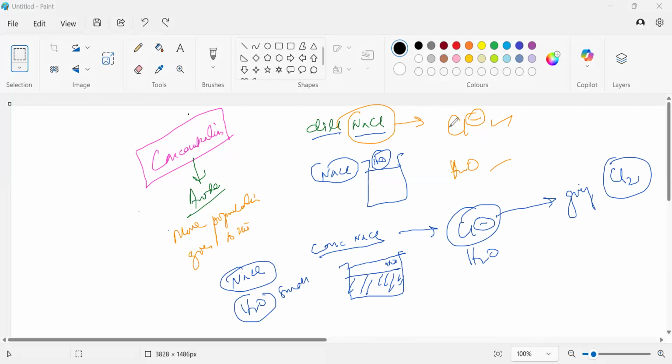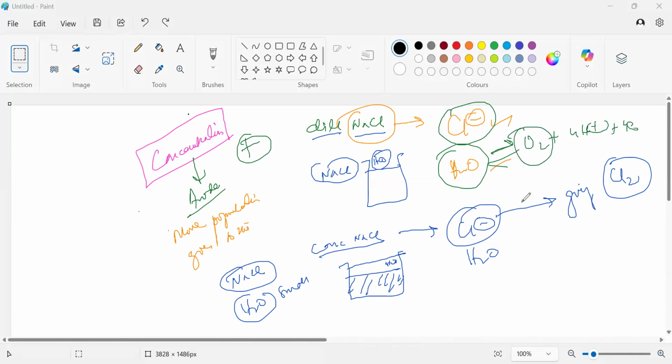In dilute, what will happen? Who is more, Cl minus or H2O? H2O. And what is the reaction? You flip it. Which reaction do you take? The anode reaction, where only the anode reaction changes. And what do you get? O2 plus 4H plus plus 4e minus. Oxygen gas is liberated. Done, dusted. Understood till this part?